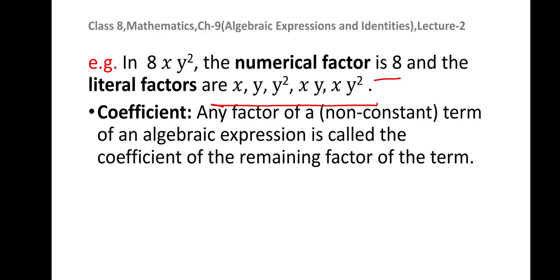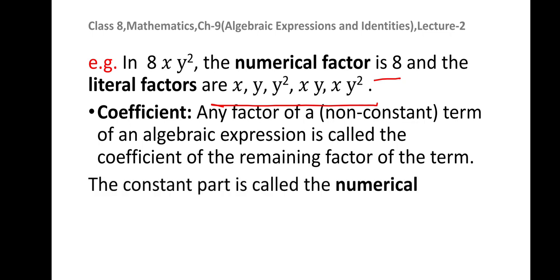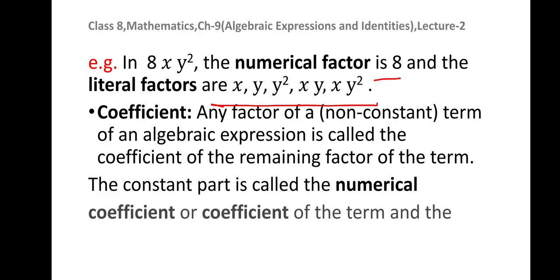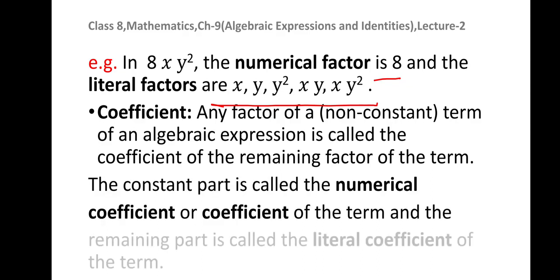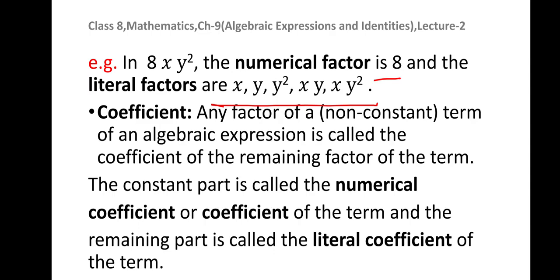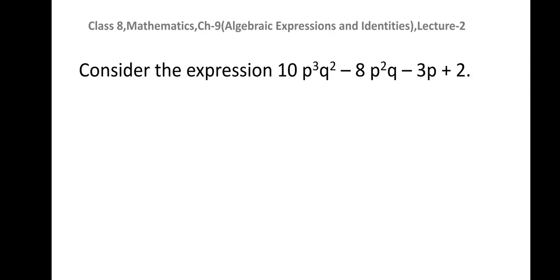Coefficient, what do you mean by coefficient? Any factor of a non-constant term of an algebraic expression is called the coefficient of the remaining factor of the term. The constant part is called the numerical coefficient or simply the coefficient, and the remaining part is called the literal coefficient of the term. Let us understand this with the help of an example. This is the expression I have written over here, that is 10p cube q square minus 8p square q minus 3p plus 2. This is an expression. In it, I have taken the first term.